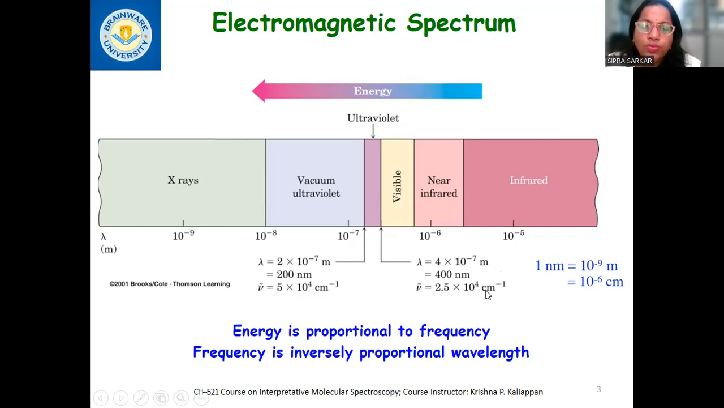Energy is proportional to frequency. Frequency is also inversely proportional to wavelength. The principle behind this machine is that energy is proportional to frequency. So if the light has a higher frequency, then the energy is also high.